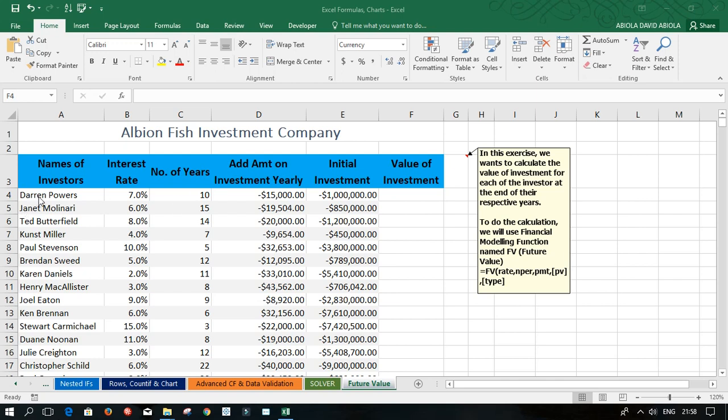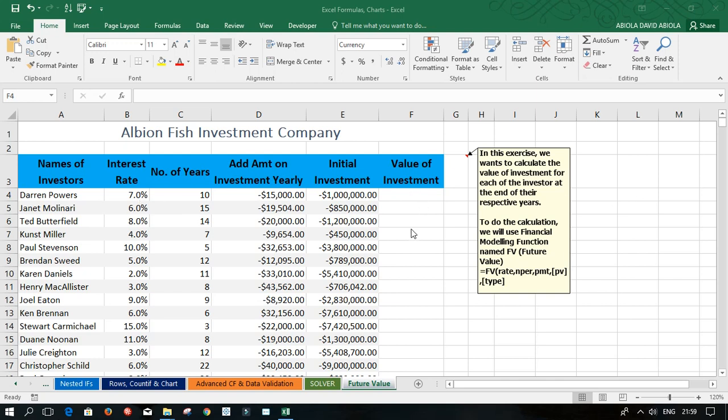For example, the first investor, Darren Powers, is investing 1 million, and he has agreed to be topping up the investment yearly with $15,000, and the investment is going to run for a period of 10 years. And the Urban Fish Investment Company has given 7% for the investment. So what I want to calculate is the value of the investment at the end of this 10-year period at 7% interest rate. So I'm going to calculate it for my first investor, and I'm going to copy down.